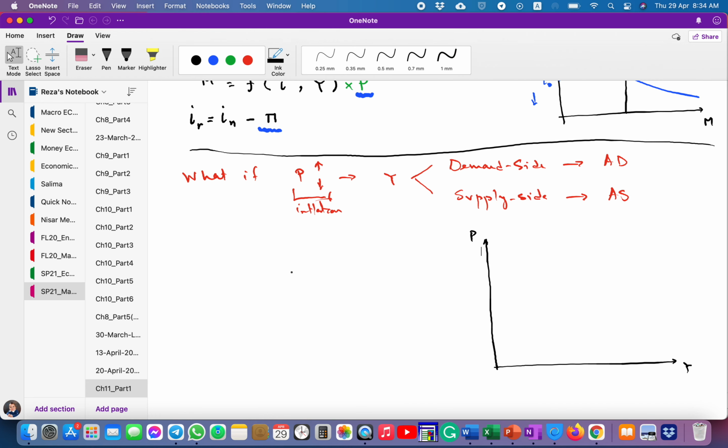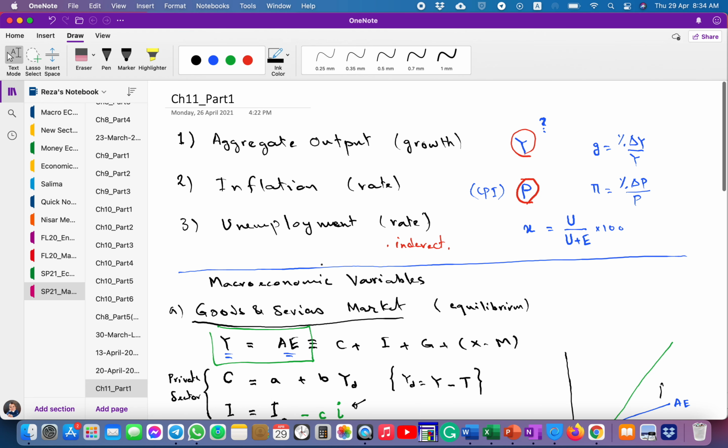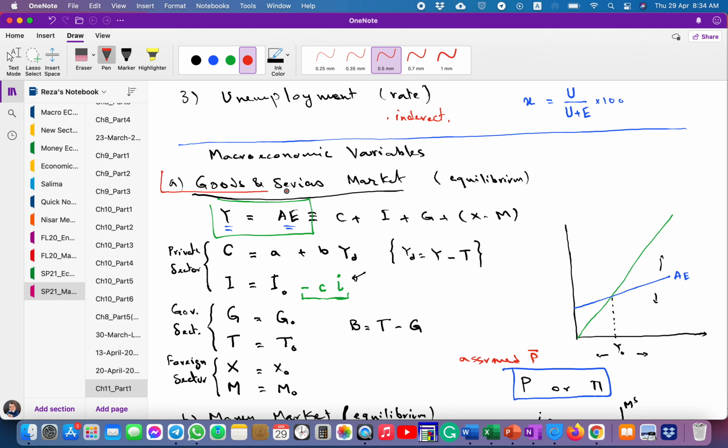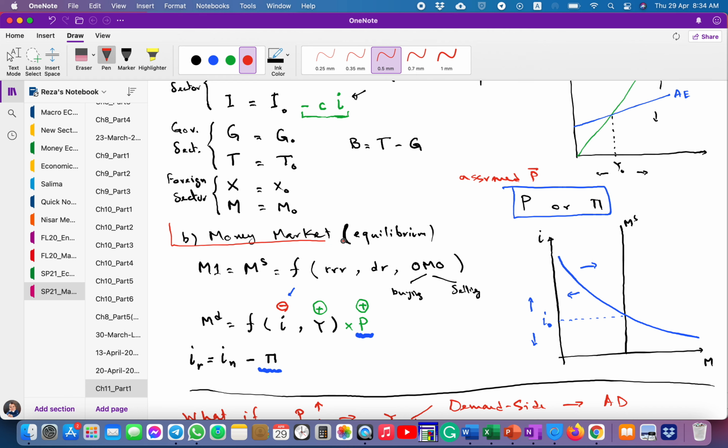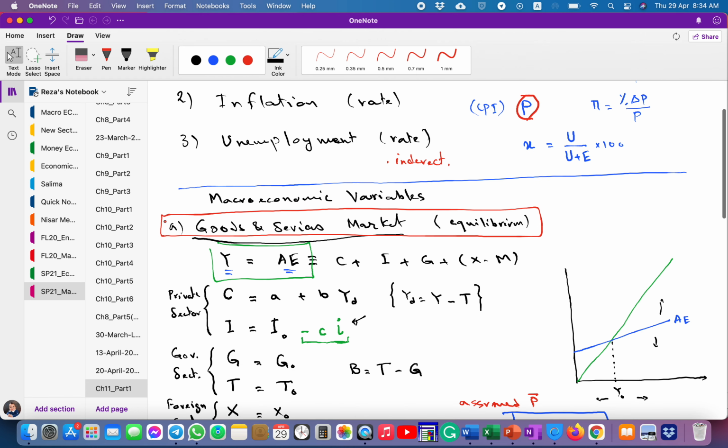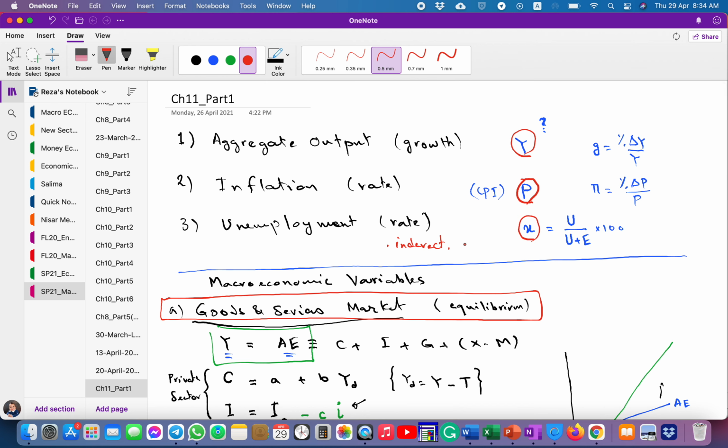I forgot to say that here we had a money market, a goods market, but to address the third variable, which is the unemployment rate, we are referring to the natural rate of unemployment, U star, which consists of only frictional plus structural unemployment, and the cyclical unemployment is zero.